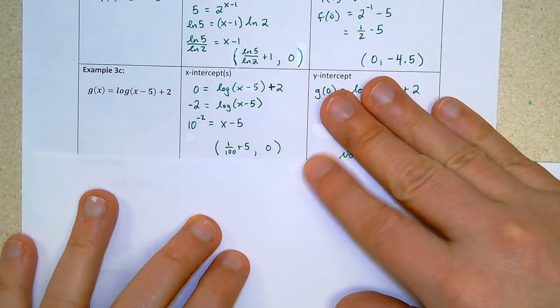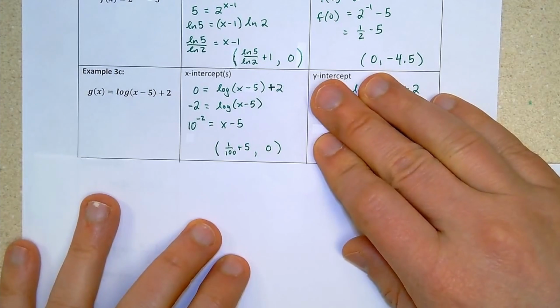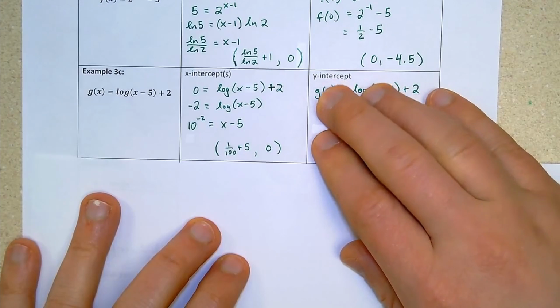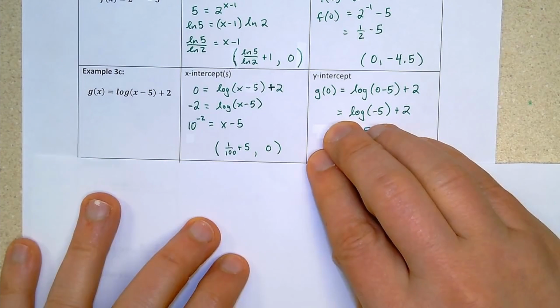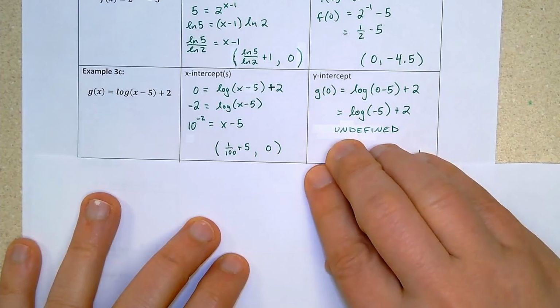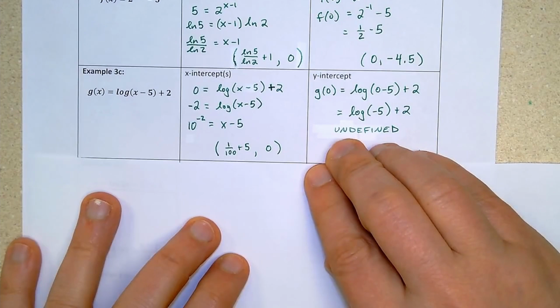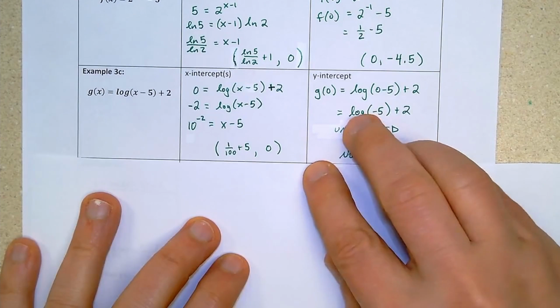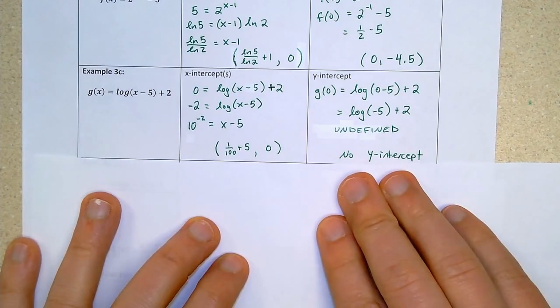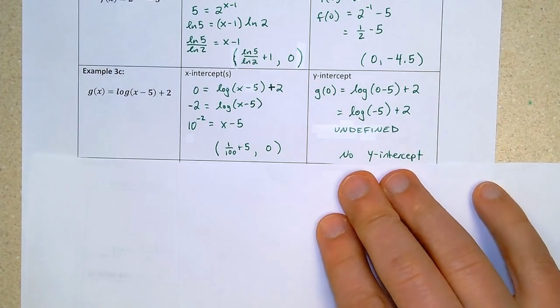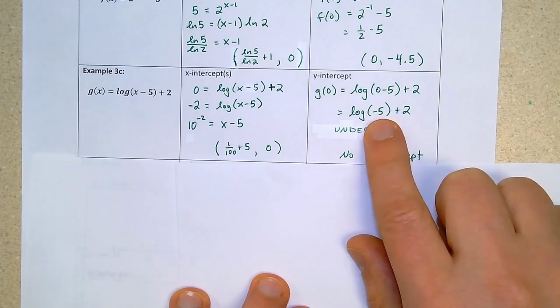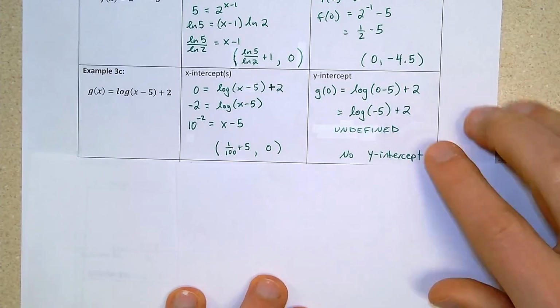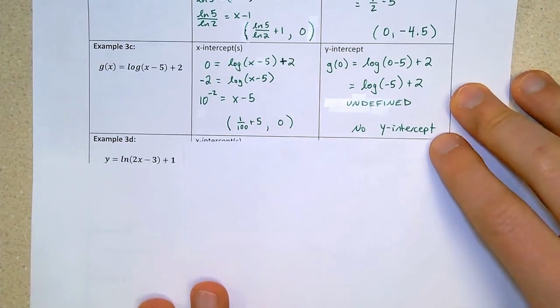Finding the y-intercept, we plug 0 in for x, and when we see that we're taking the log of a negative number, we know that logarithms are undefined on negative numbers. So there is no y-intercept for this curve. In order for there to be a y-intercept, the logarithm would need to be a positive number, but it is not.